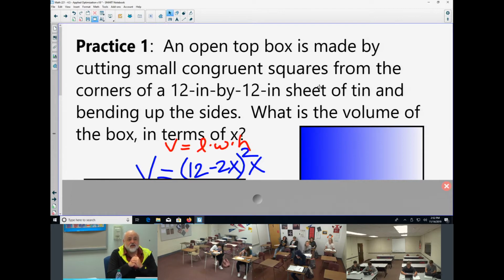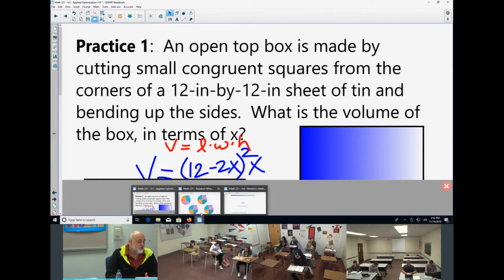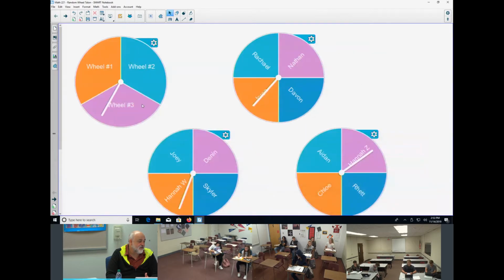Well, let's go ahead and get started here. Like I said, we were in the middle of practice 1, and we had got to the point where we were doing the volume of this open top box. And these were the dimensions that we came up with. And I was curious to see if you could take the derivative of this. So let me just pick somebody at random and let's see how far we got on the derivative.